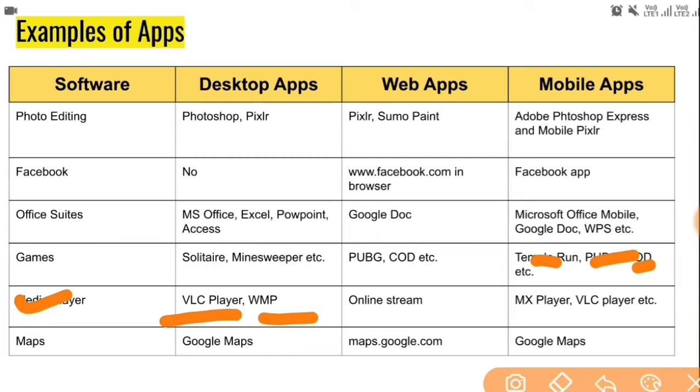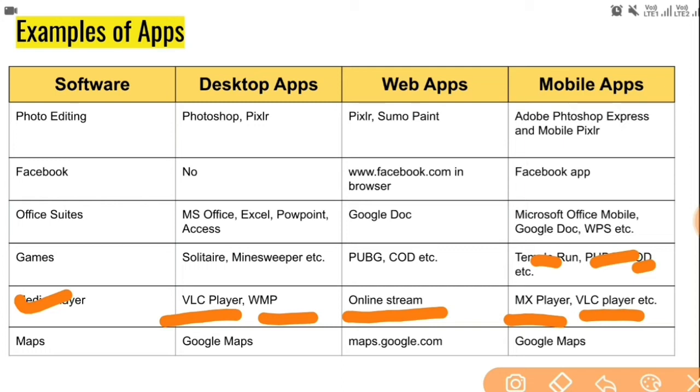Now talking about web apps, there are several websites available where you can hear music or watch videos with the help of online streaming. So there are several websites available where we can watch videos or hear music online by the help of online streaming. Now the next one is mobile apps. For watching videos and hearing music, we need MX Player or VLC player on your mobile phone, so that it can work the same way.